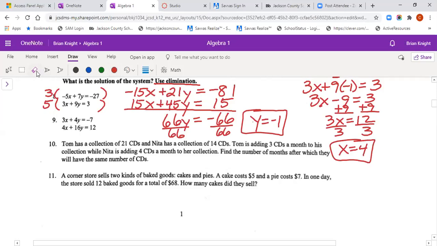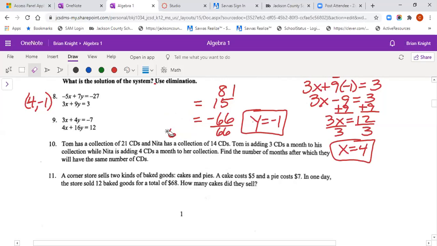Any questions? So our answer is 4, -1. Okay? Everybody good? Or did I mess up? I messed up earlier. I didn't like it. Didn't like it at all. All right.